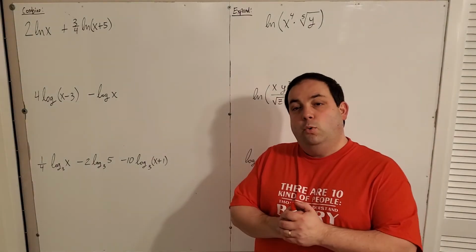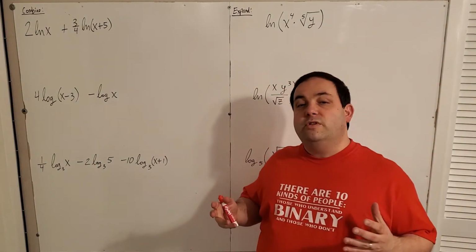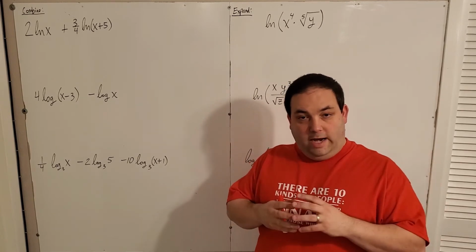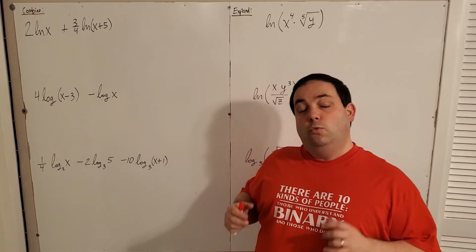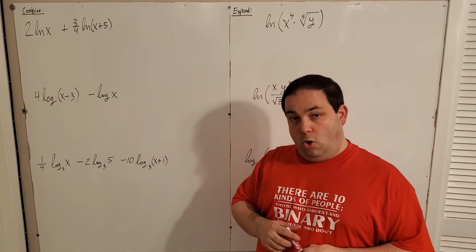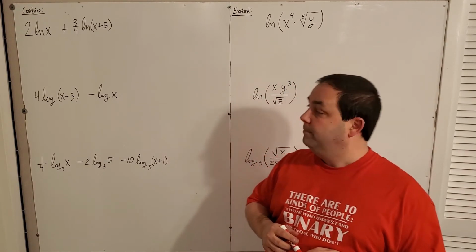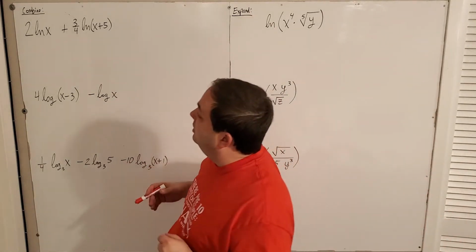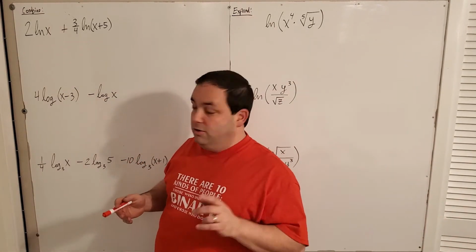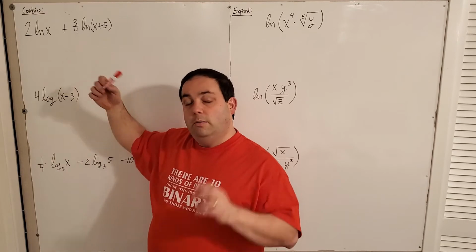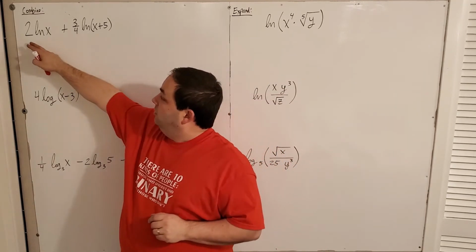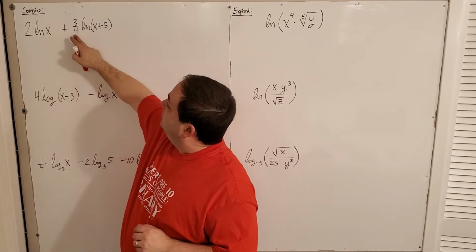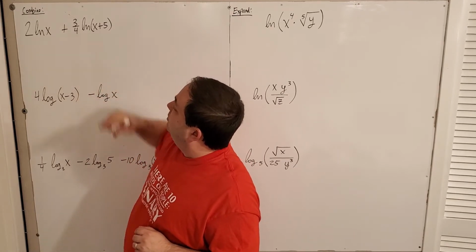Let's finish up with doing these 6 examples of contracting and then expanding, using these advanced logarithm properties. Okay, so let's start here at the top. I'm going to combine these two logarithms. Again, notice all of the logarithms in each problem have the same base. That's important. Okay, so I have 2 ln x plus 3/4 ln x plus 5.